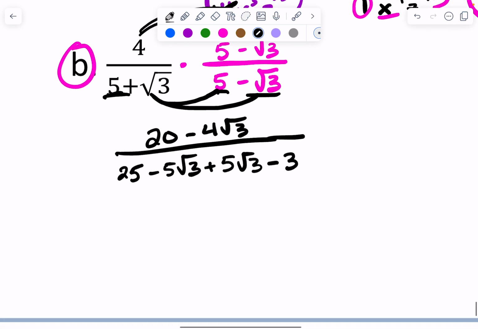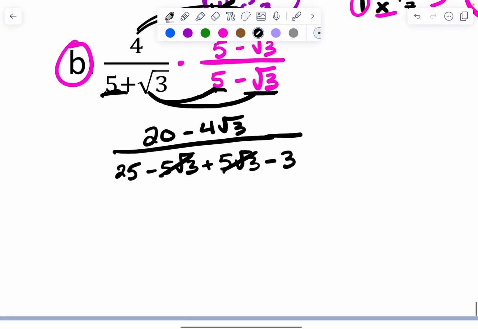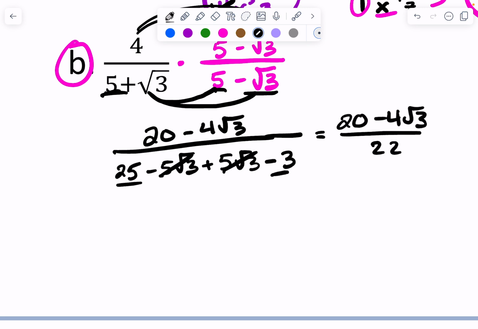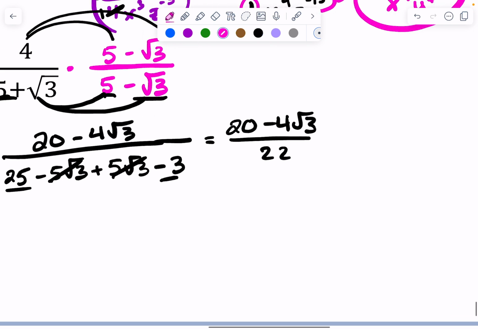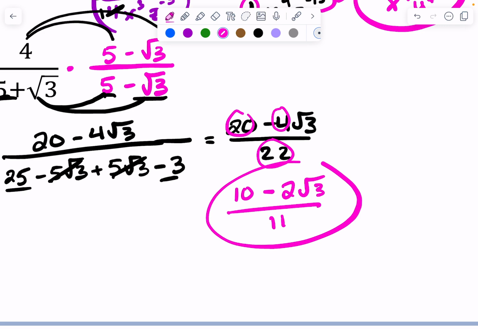Okay? So these two are going to cancel. On the top, I've got 20 minus 4 square roots of 3, and on the bottom, 25 minus 3 is 22. Now, there's one more thing that I can do, and if I look at all three of these numbers, I can divide all three of them by 2. So it will be 10 minus 2 square roots of 3 over 11, and that's what it will look like.